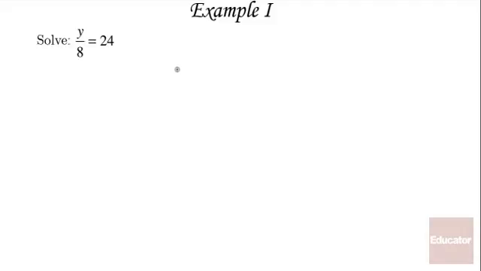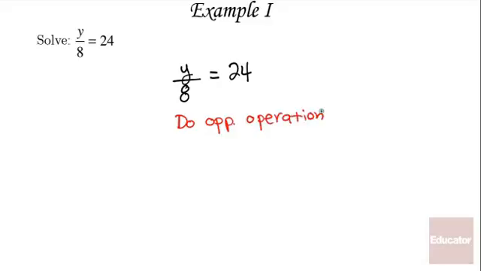In this first example, we have y divided by 8 equals 24. When I look at this, in order to solve it, I need to get y by itself. And what I have now is that y is divided by 8. In order to eliminate the 8 from that side of the equation, I need to do the opposite operation. And the opposite of dividing by 8 would be to multiply by 8.